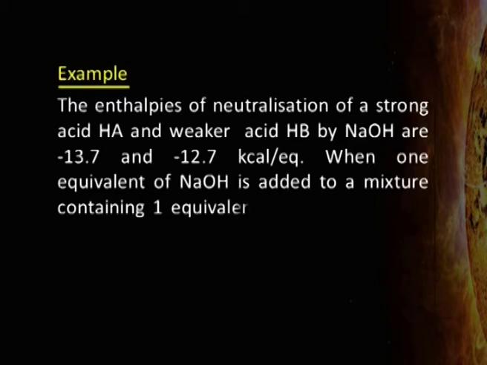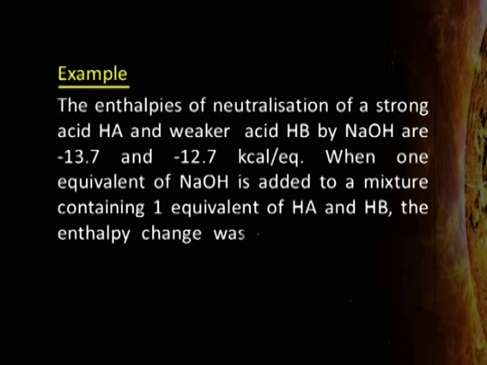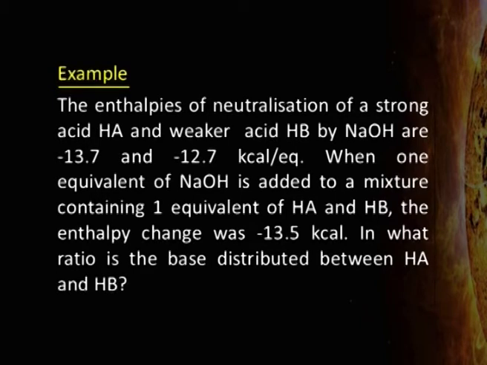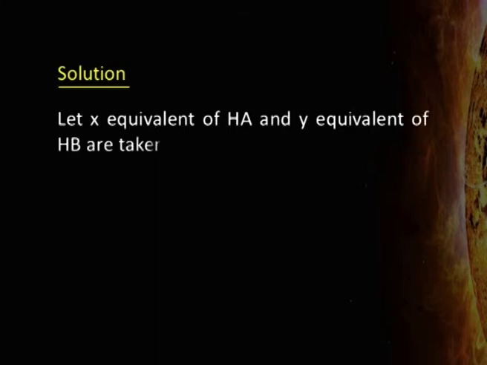When one equivalent of NaOH is added to a mixture containing one equivalent of Ha and Hb, the enthalpy change was minus 13.5 kilocalories. In what ratio is the base distributed between Ha and Hb? Let X equivalents of Ha and Y equivalents of Hb be taken in the mixture. Then X plus Y will be equal to 1, because the mixture is taken as equal to one equivalent.